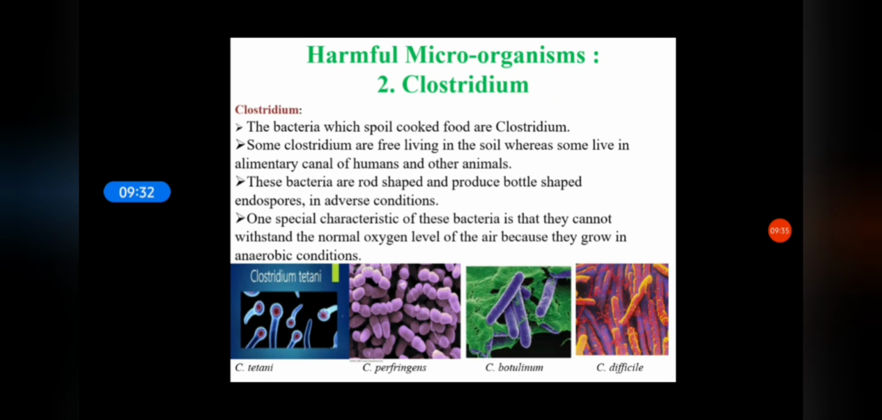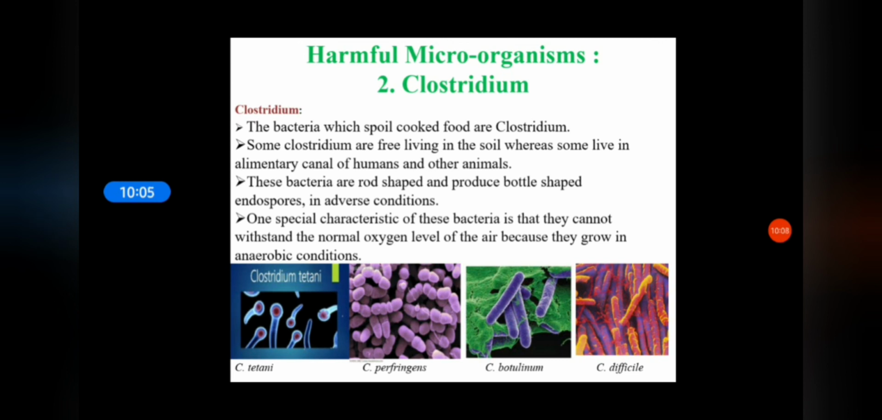Now we are going to learn the second harmful microorganism, Clostridium. The bacteria which spoil cooked food are called Clostridium. Some Clostridium are free living in the soil, whereas some live in the alimentary canal of humans and other animals. These bacteria are rod shaped and produce bottle shaped endospores in adverse conditions. Adverse conditions means conditions not feasible for growth.